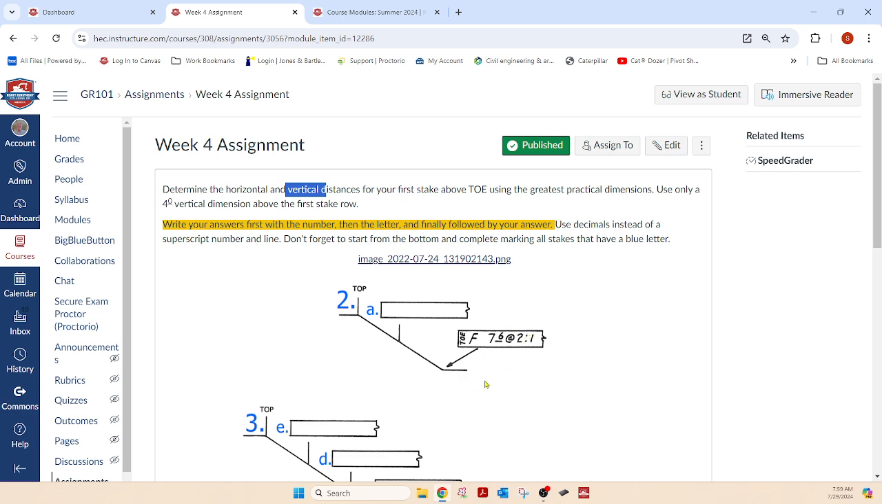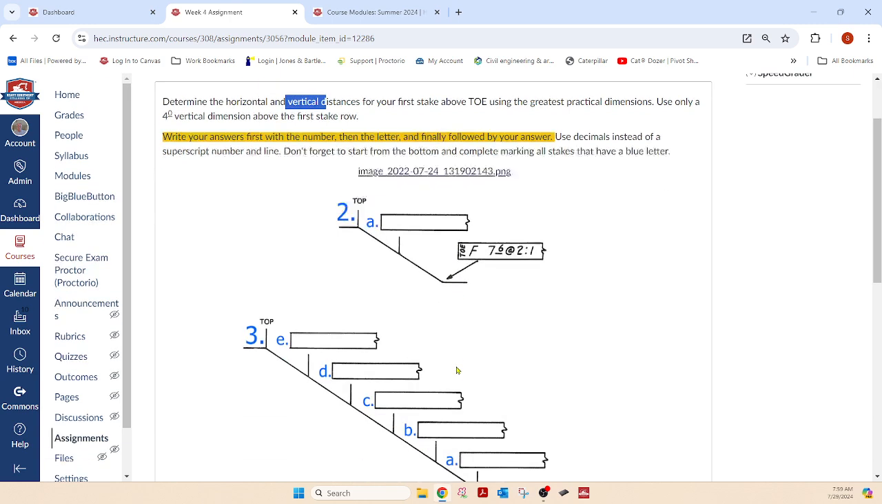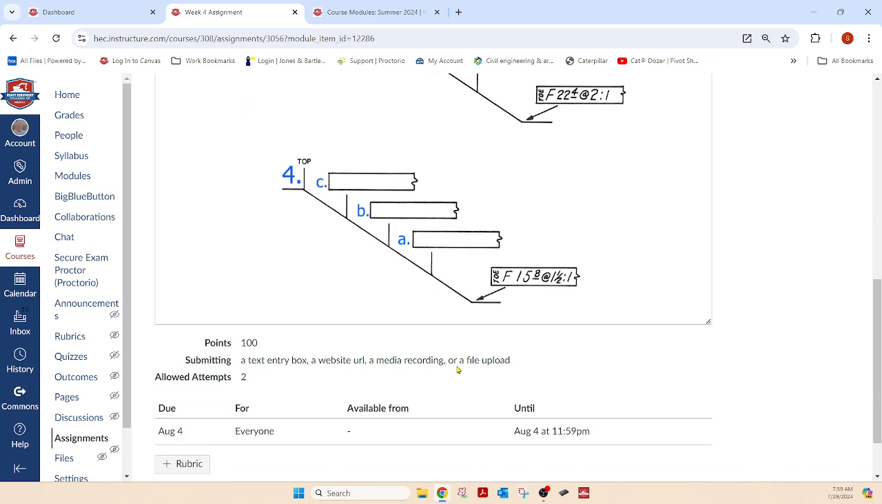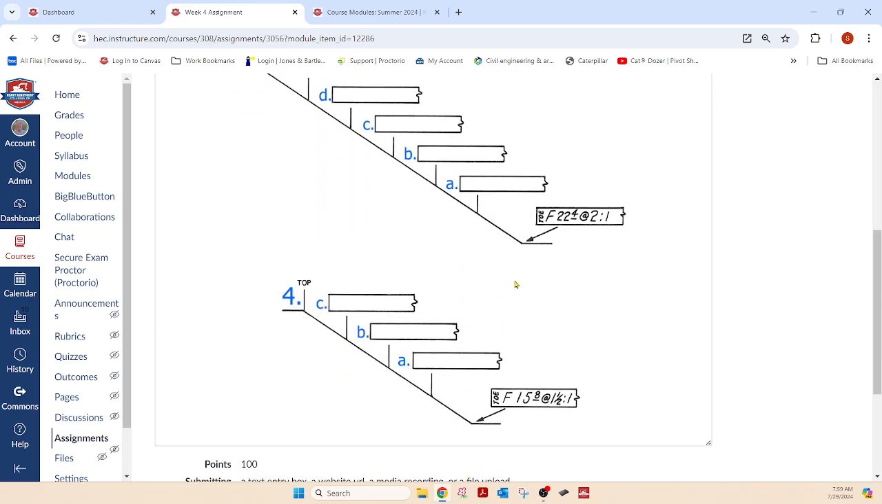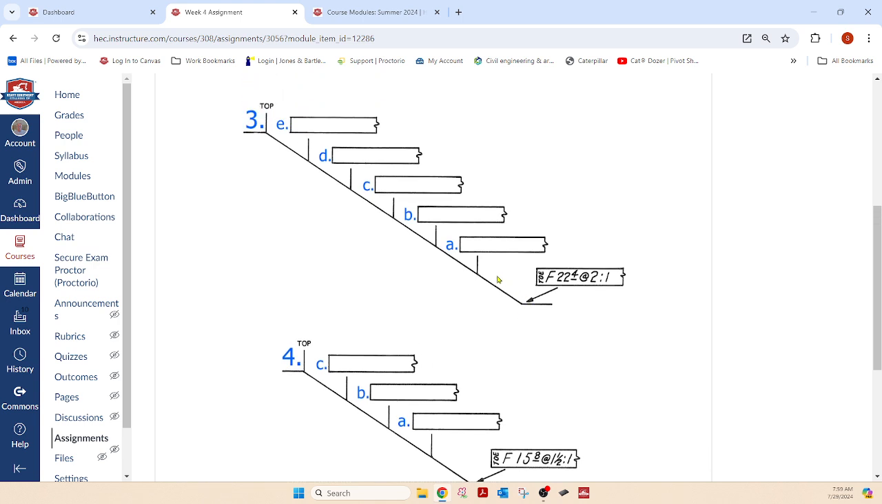So here's what I want you to do. I just want you to draw a little dimension line, from here to here. This one you're going to have, what did I say? You're going to have 7.6. This one you're going to have 3.8. That's the only time I want you to do that.